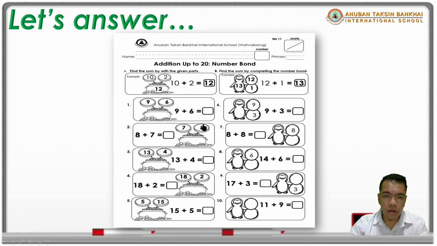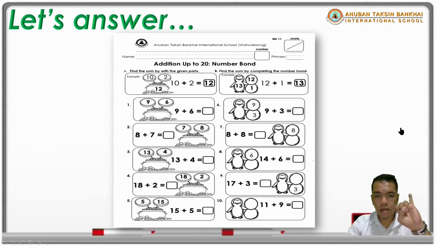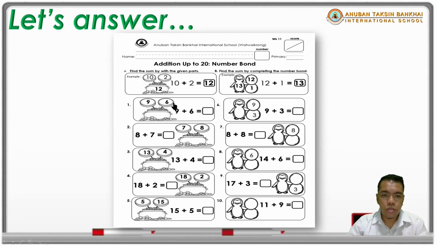Number 1, we have here 9 and 6 makes how many? 9 plus 6 is equal to how many? Let's count on. 9, 10, 11, 12, 13, 14, 15. So 9 and 6 makes how many? 15, or 9 plus 6 is equal to 15. Okay, so you're going to write your answers on the blank there. Okay, we have blanks here.